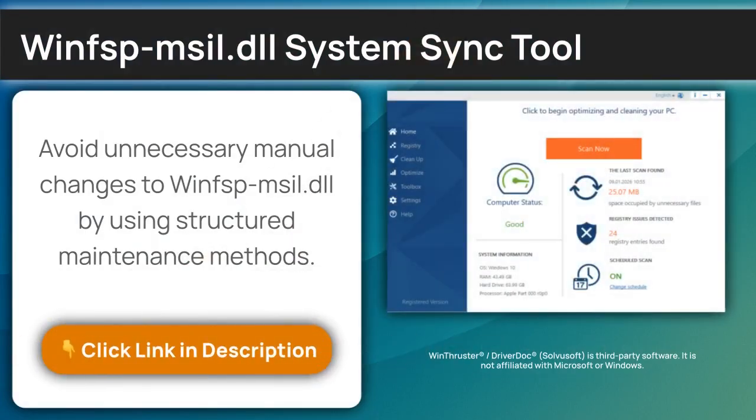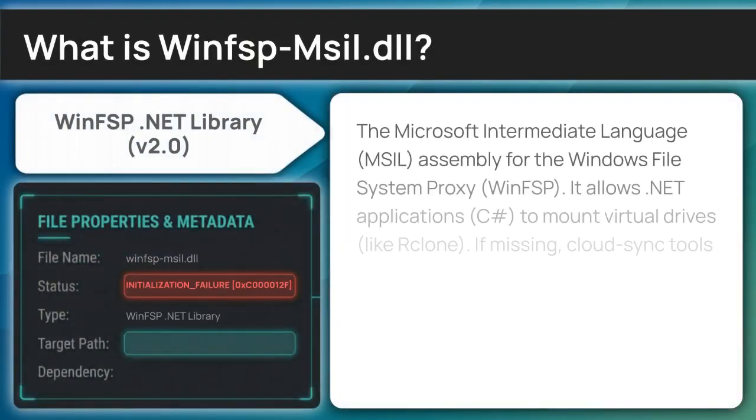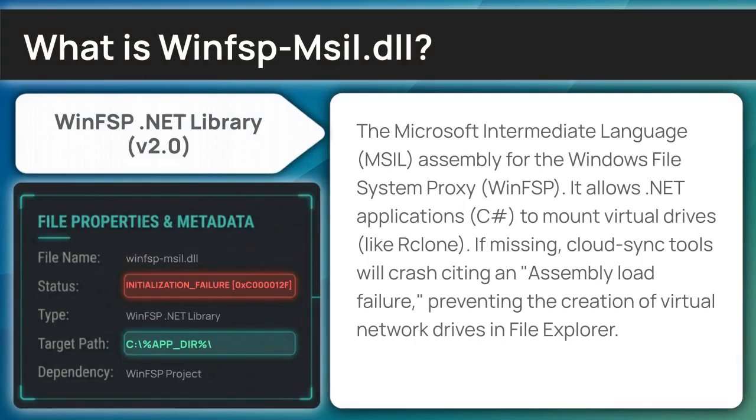This is the Windows File System Proxy MSIL module, the Microsoft Intermediate Language, MSIL, assembly for the Windows File System Proxy, WinFSP. It allows .NET applications, CPs, to mount virtual drives like Rclone. If missing, Cloud Sync tools will crash, citing an assembly load failure, preventing the creation of virtual network drives in File Explorer. With that background out of the way, here is how we actually restore the missing component.